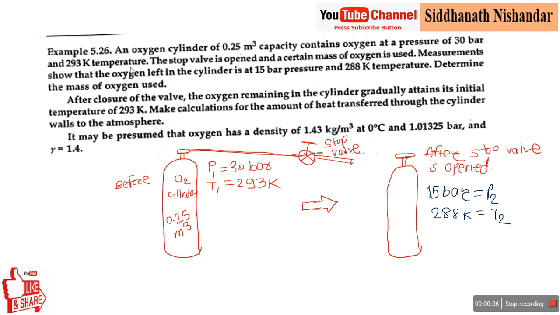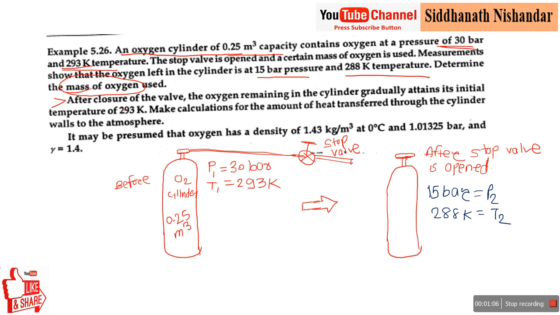An oxygen cylinder of 0.25 m³ capacity contains oxygen at a pressure of 30 bar and 293 Kelvin temperature. The stop valve is opened and a certain mass of oxygen is used. Measurement shows that the oxygen left in the cylinder is at 15 bar pressure and 288 Kelvin temperature. Determine the mass of oxygen used.